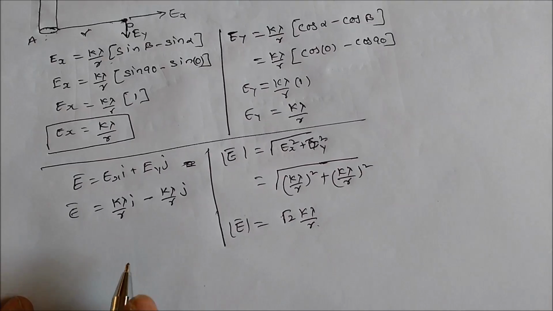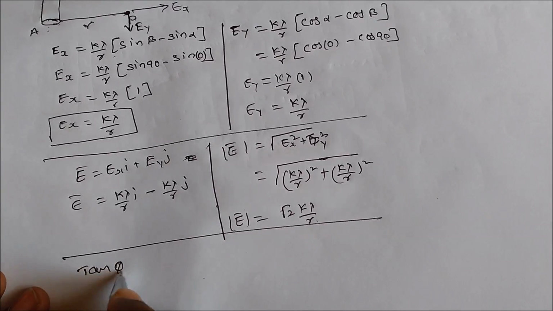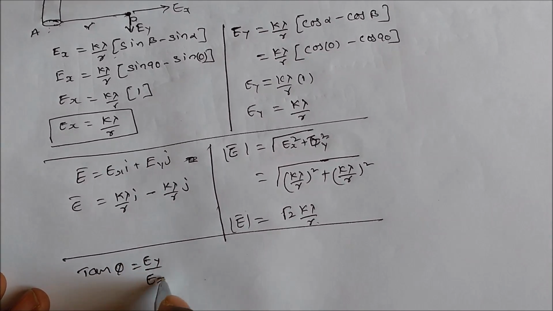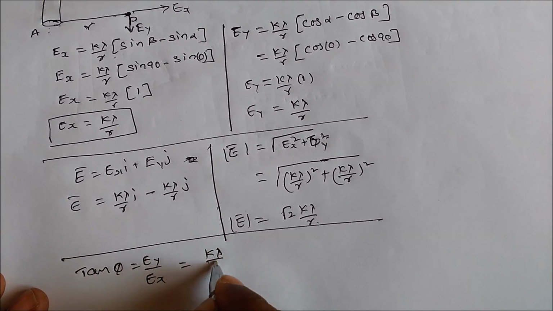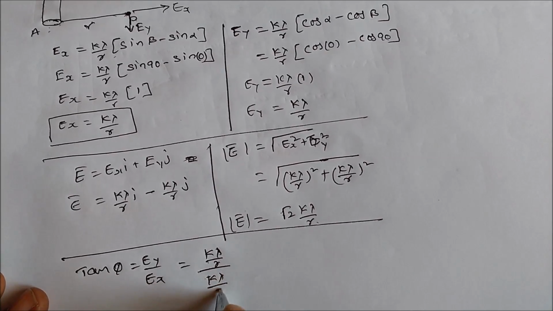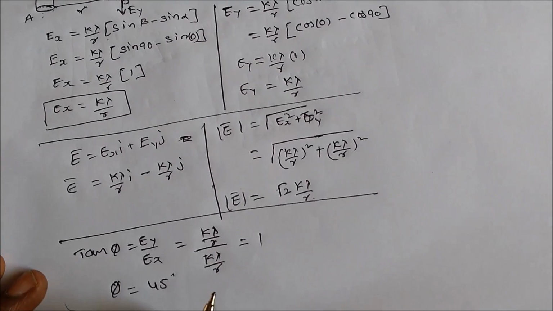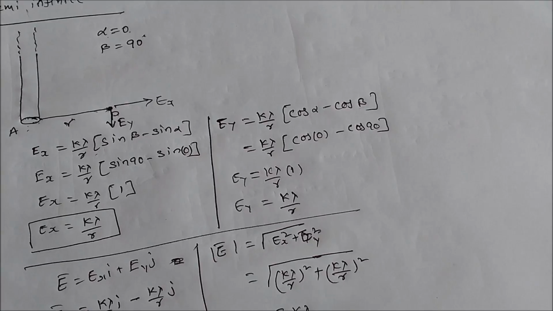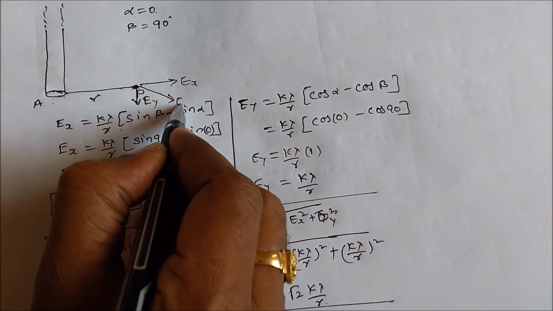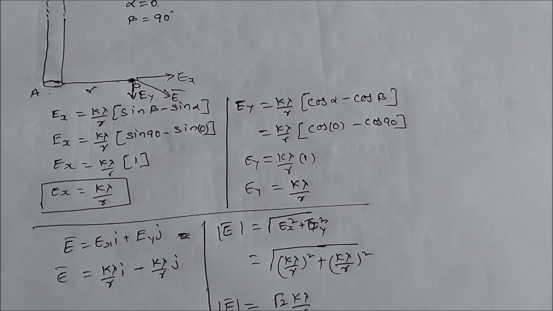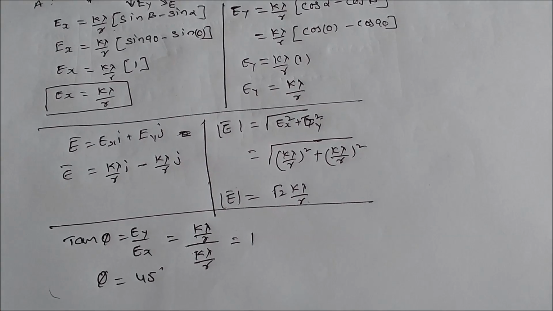And the direction we can find out with the formula tan phi is equal to Ey by Ex. Ey here is k lambda by r, and Ex is k lambda by r, so that is equal to 1. Then phi is equal to 45 degrees with the x axis, and the resultant field intensity acts like this. This is the field intensity due to infinite and finite length wire.